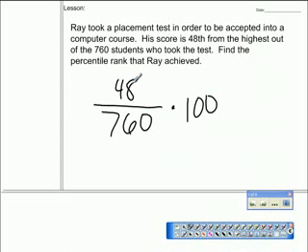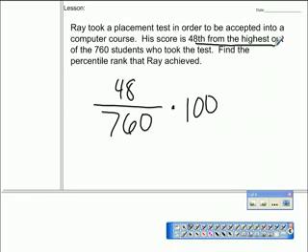Rachel, something the matter? You sure? Okay. What'd you get? Does that make sense? No. That means we have a mistake somewhere, don't we? He's 48th from the highest. 6th percentile means he's 6th from the bottom. We made a mistake somewhere.